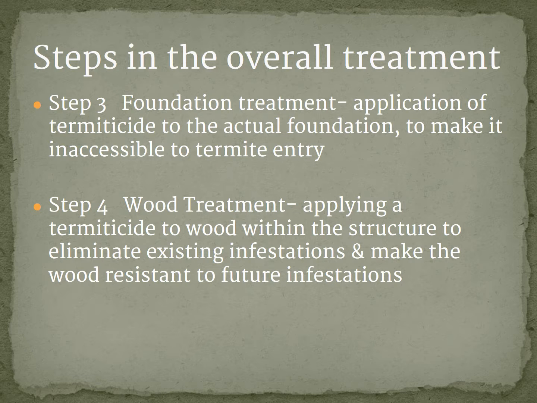So keep in mind, that's something that can be a really heavy treatment depending on if you're just doing a perimeter plus or you're doing a full termiticide application where you do the perimeter, treat the hollow block, and then treat all the way up under the foundation. Step 4 would be a wood treatment, and that would be applying a termiticide to the wood within the structure to eliminate existing infestations and make the wood resistant to future infestations.